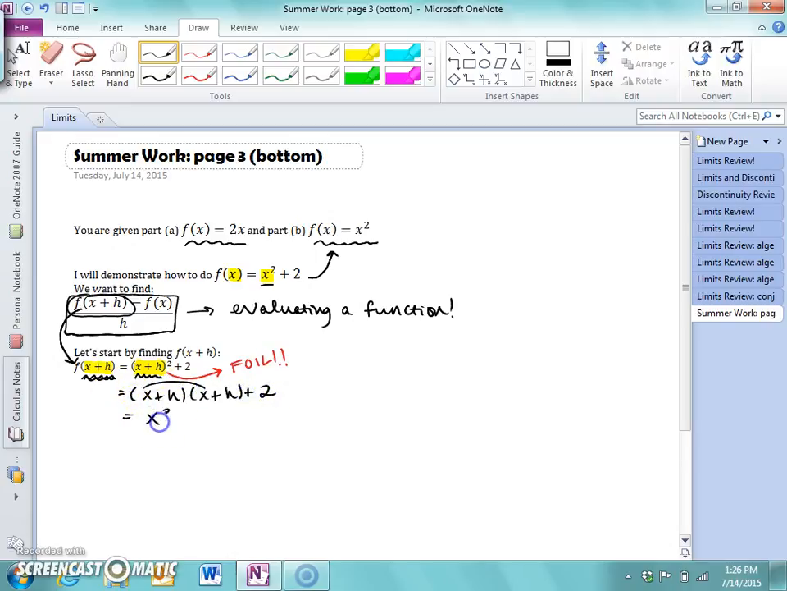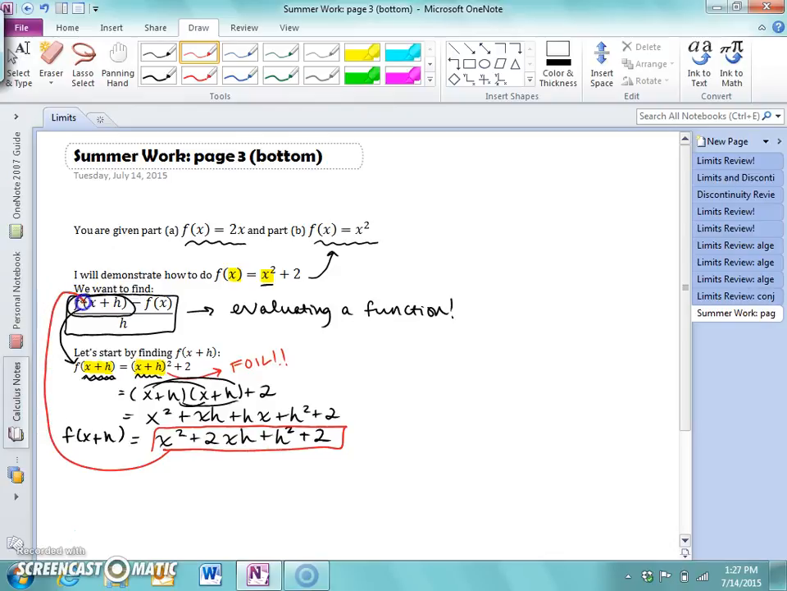So x times x is x squared. X times h is xh. H times x is hx. H times h is h squared. There's still that +2. Now xh and hx are really the same thing, so xh plus xh is just 2xh. There we go. So x squared plus 2xh plus h squared plus 2 is equal to f of x plus h. So let's take this, and we're going to ultimately be plugging it into here.